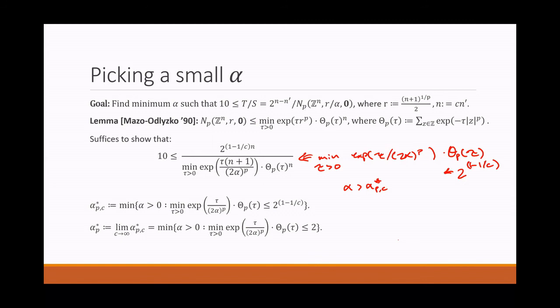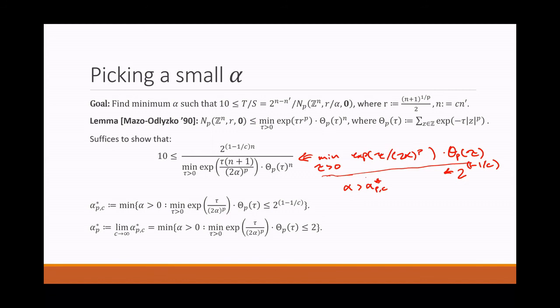On the other hand, if we aren't as worried about the blow up in the rank, then we can define alpha P star to be the smallest value of alpha such that the left-hand side of this expression here, all of this stuff, is at most 2. So then if we pick any alpha strictly greater than alpha P star, then we can pick some value of C such that for all sufficiently large n, this inequality will hold.